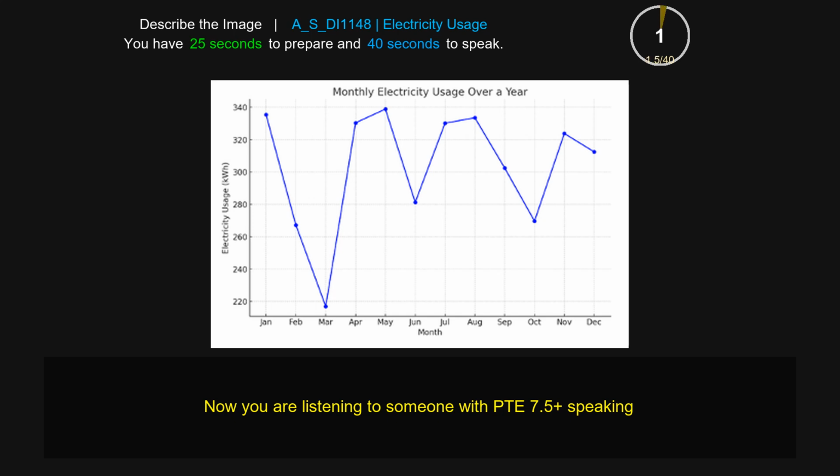The picture provided is a line graph that provides information about monthly electricity usage over a year. It can be noted that January has the highest proportion, with over 320 kilowatts per hour of electricity usage. It can also be noted that the lowest proportion is for the month of March, under 220 kilowatts per hour. Overall, the picture provides information on monthly electricity usage.